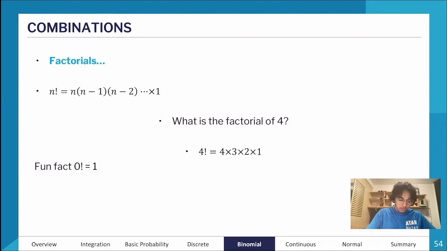So n factorial is given by n times n minus 1 times n minus 2, and so on until it equals 1. For example, the factorial of 4 is 4 times 3 times 2 times 1. 0 factorial is equal to 1, so that's why it's not included here.